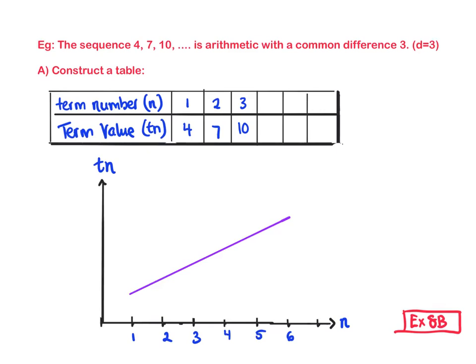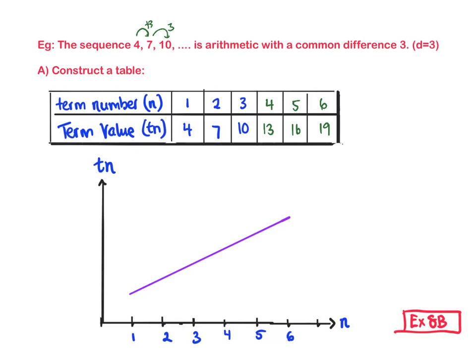Okay, and then the sequence 4, 7, 10 is an arithmetic sequence with a common difference of 3, which hopefully we can see there, that we're adding 3 on. Okay, construct a table. So we've got to finish the table. What would term 4 be? You're going to add 3, which would be 13. Term 5, 16, good. Term 6, 19. Beautiful.